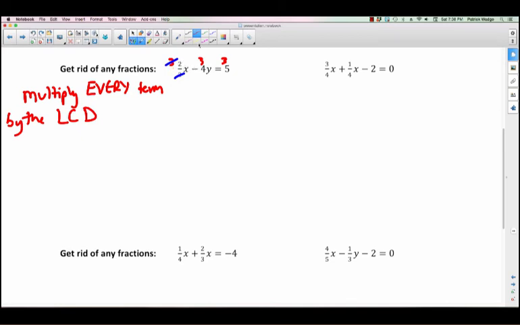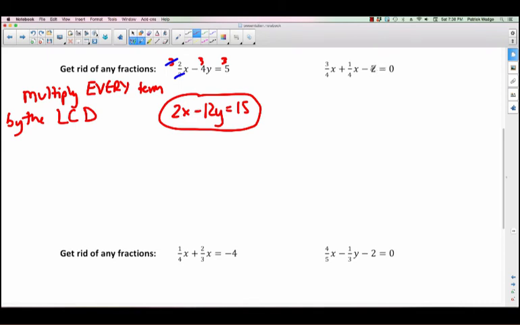All I'm left with here now is 2x minus 3 times 4y is 12y, and 3 times 5 is 15. I did it. I got rid of the fractions. Now at this point, in the classes ahead, we'll be getting the y by itself or doing different things, but for today, that's good enough.